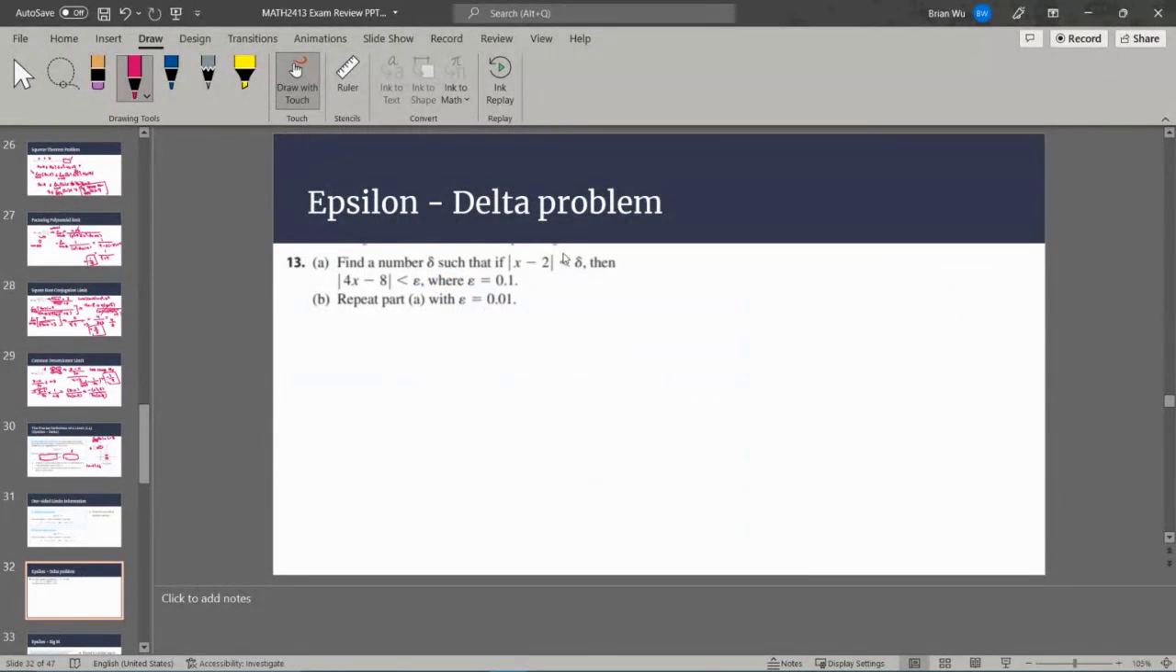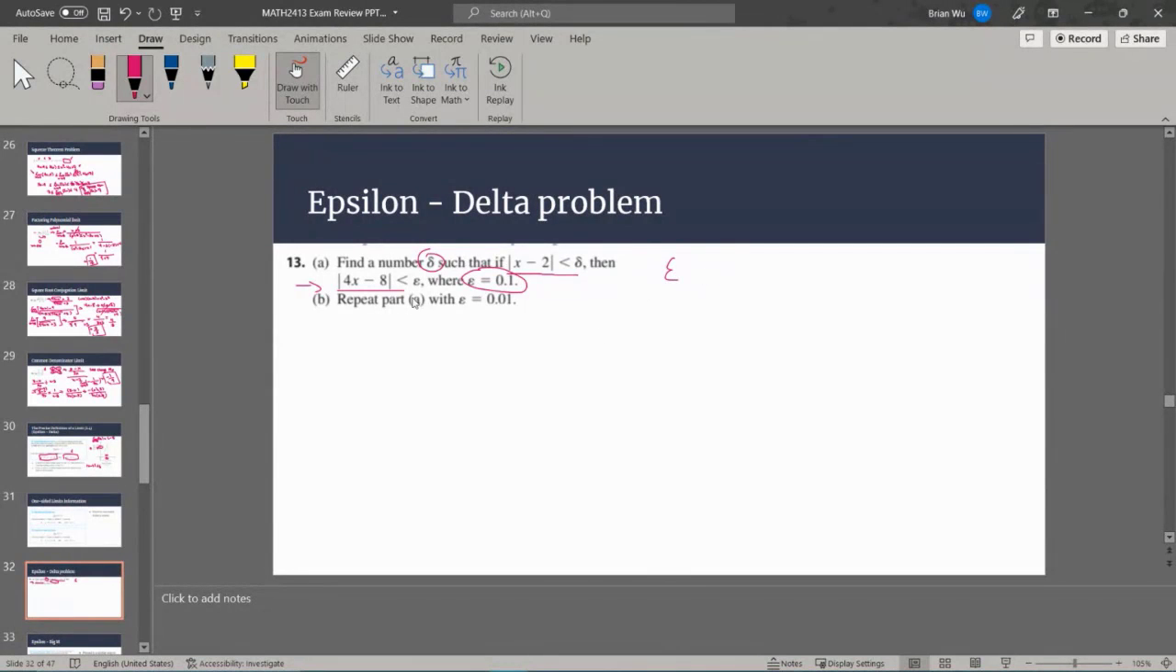And if you want to go to an epsilon delta problem, it might make a little bit more sense. So we need to find a number delta such that this delta and this epsilon have a relationship, and we can find epsilon, or if we plug in an epsilon number, we can find a number delta.